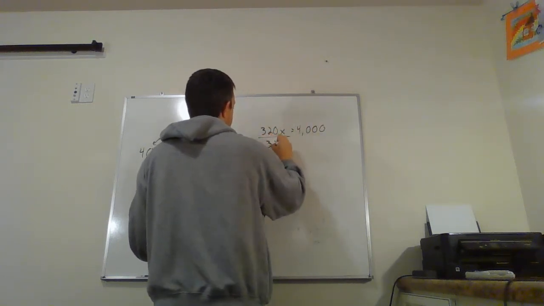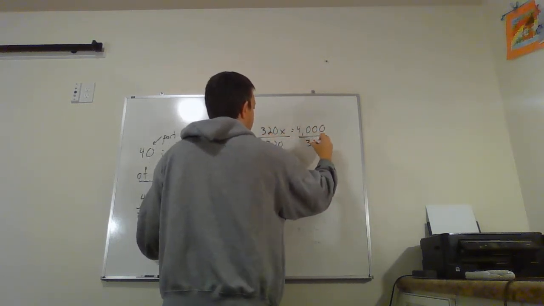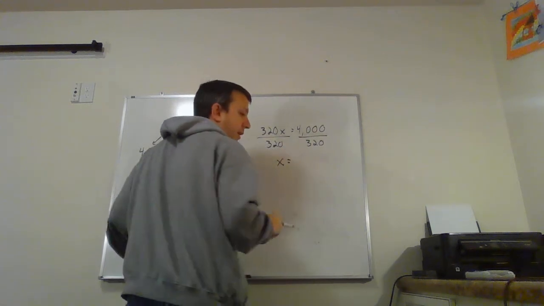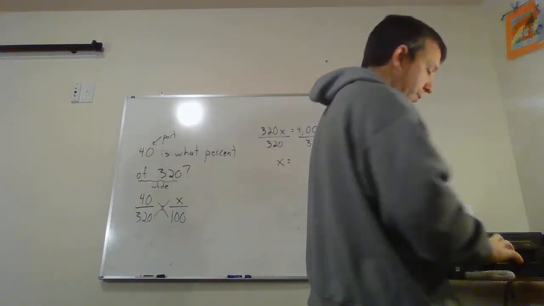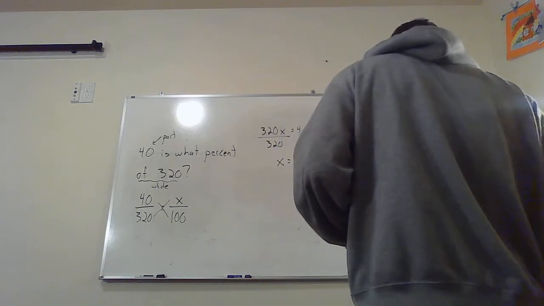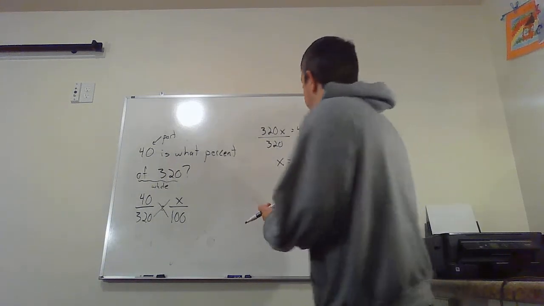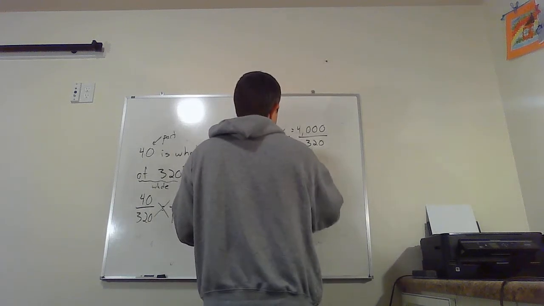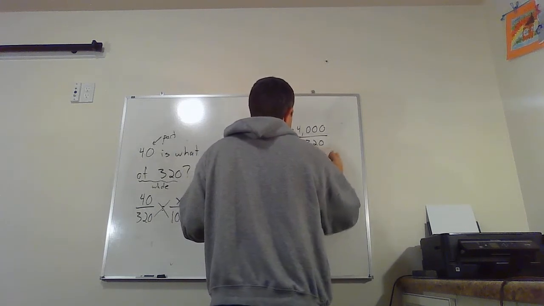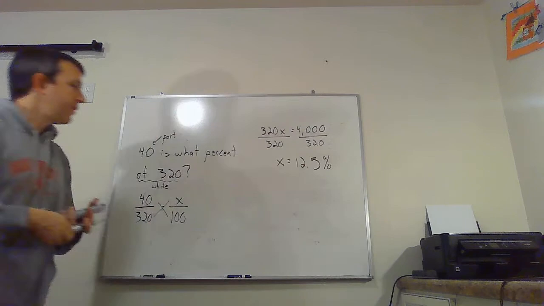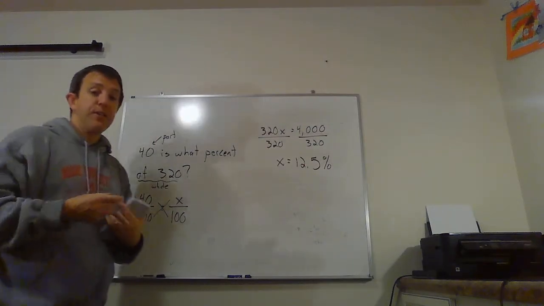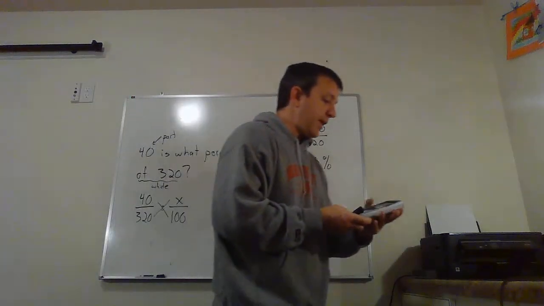We divide both sides by 320, and a calculator would probably come in very handy right here. And I should have done this before, that would have been smart. But here we go, 4,000 divided by 320, and you get 12.5. And there you go, that's our percent, 12.5%. And we're done with it. All right, so there is one other method, and we're going to take a look at that next. So hang on, we'll get to it.